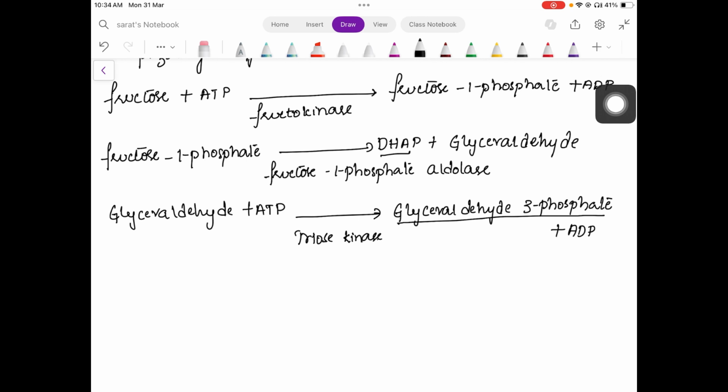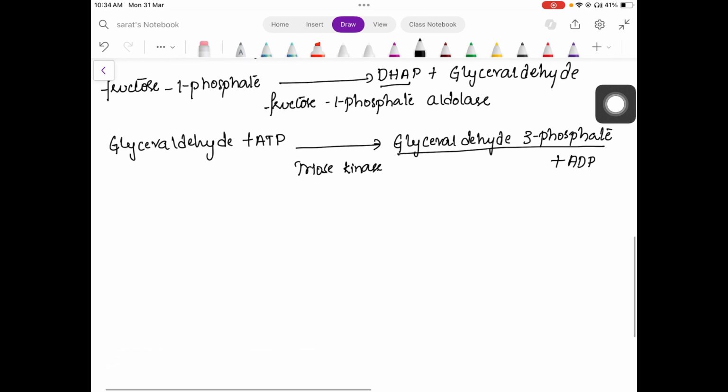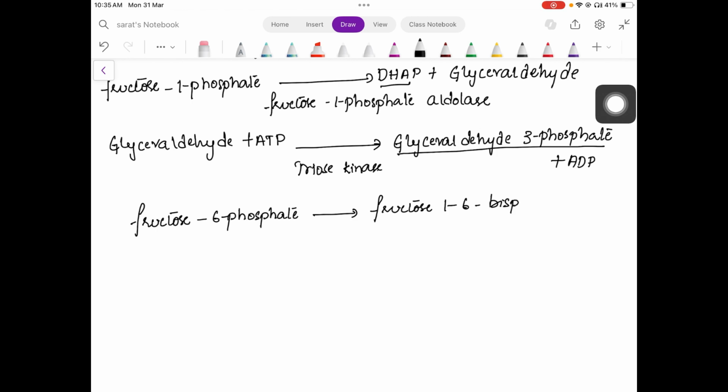But in glycolysis, normal regular glycolysis, dihydroxyacetone phosphate and glyceraldehyde 3-phosphate are formed from fructose 1,6-bisphosphate. That is, fructose 6-phosphate, which is formed in normal regular glycolysis, will be converted into fructose 1,6-bisphosphate. And this will be split into two molecules of dihydroxyacetone phosphate and glyceraldehyde 3-phosphate.